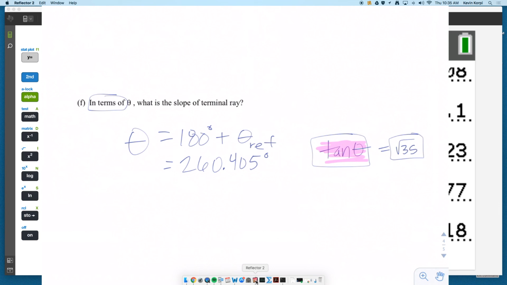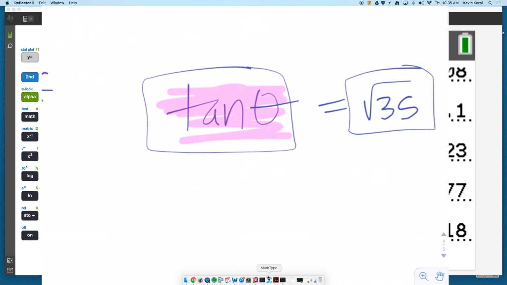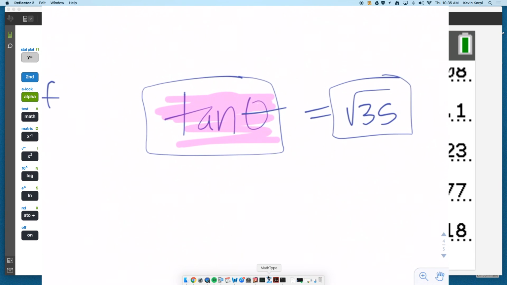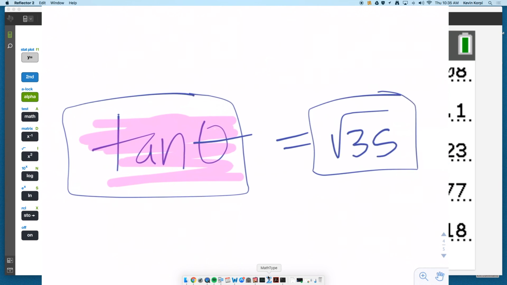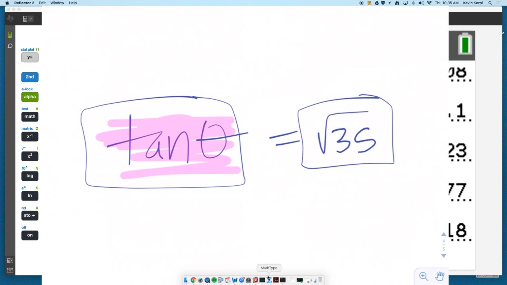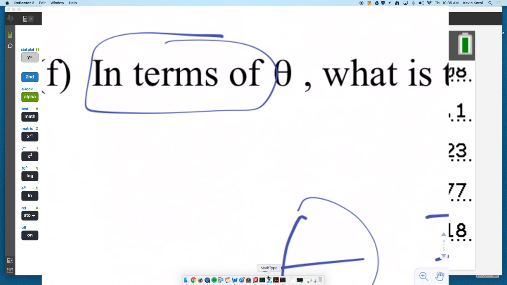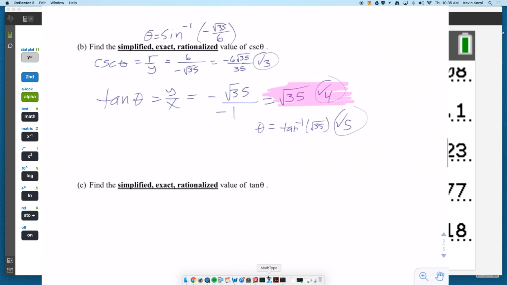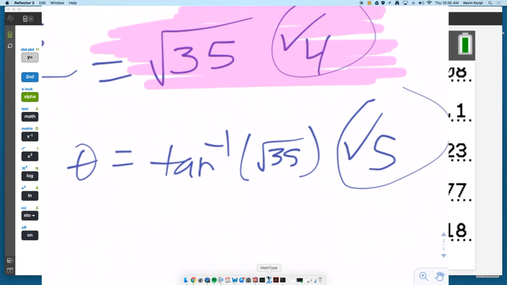You'll be able to get the same reference angle, yeah. What do you mean, what's the answer? To F? Tangent of theta. It is wrong because it asks you to give it in terms of theta. Yeah. Remember what we did right here? Yeah. There it is.